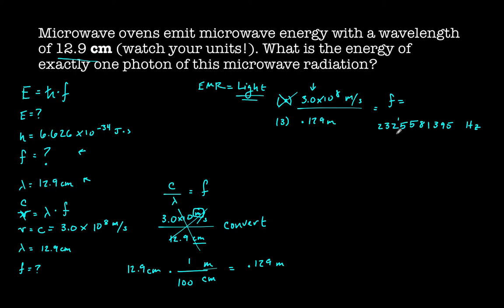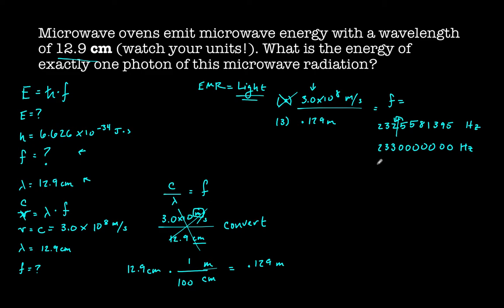So 1, 2, 3, I'm going to draw my line, round up, and I'm going to get 2, 3, 3, and then how many zeros? 1, 2, 3, 4, 5, 6, 7 zeros at the end, hertz. Now, that by itself is the right number, but I don't want to keep it like that. 7 zeros is too many.